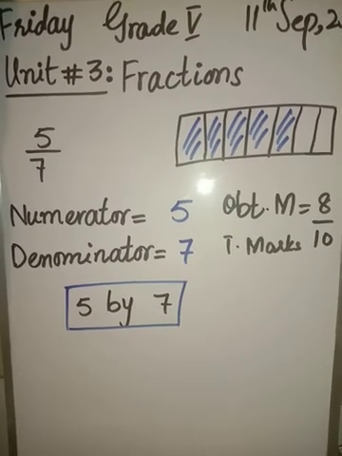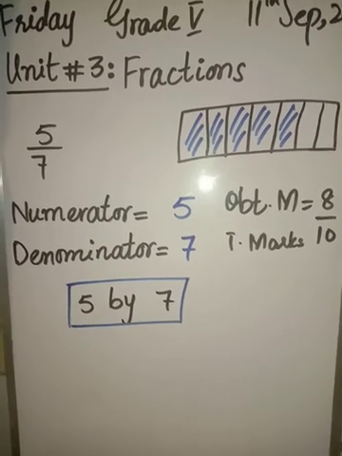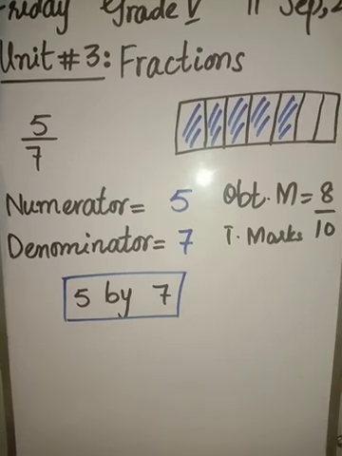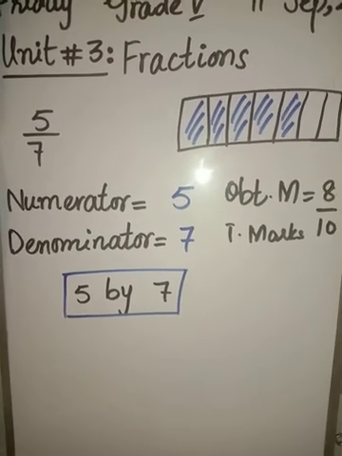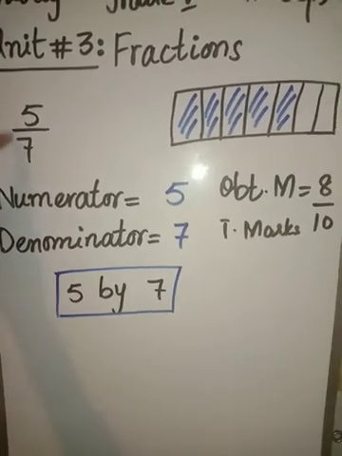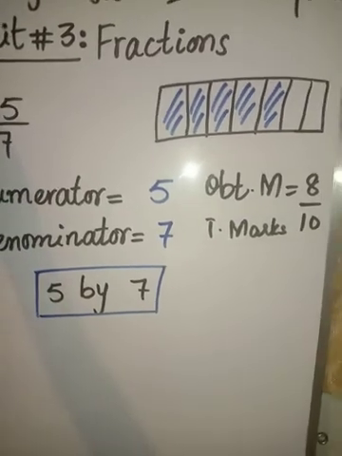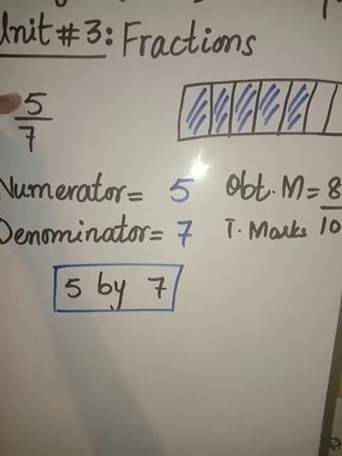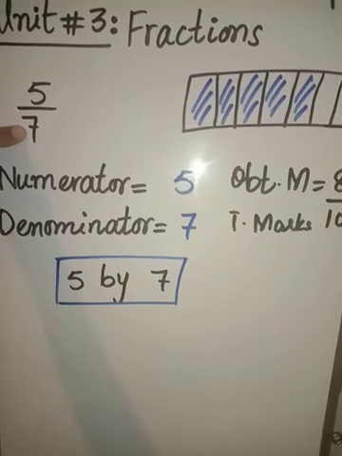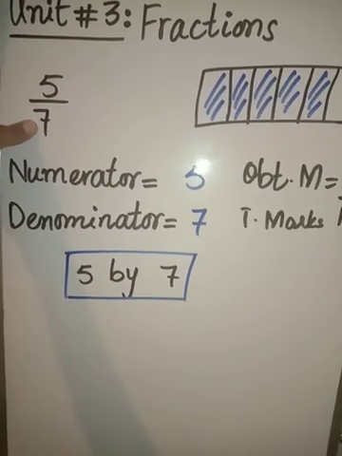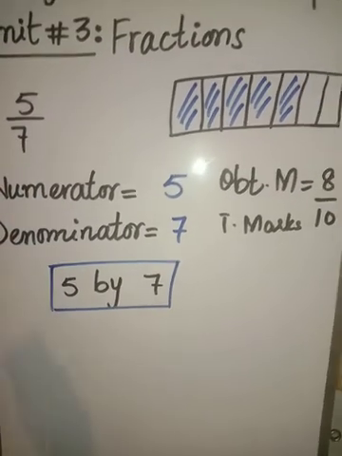Students, now we will start our unit number 3, which is fractions. First of all, you will learn about what a fraction is. Basically, a fraction is a division between any two numbers, like 5 over 7 or 5 by 7. The number which is written at the upper side is called the numerator, and the number below the line, or below the sign of over or division, is the denominator. 5 is the numerator and 7 is the denominator.